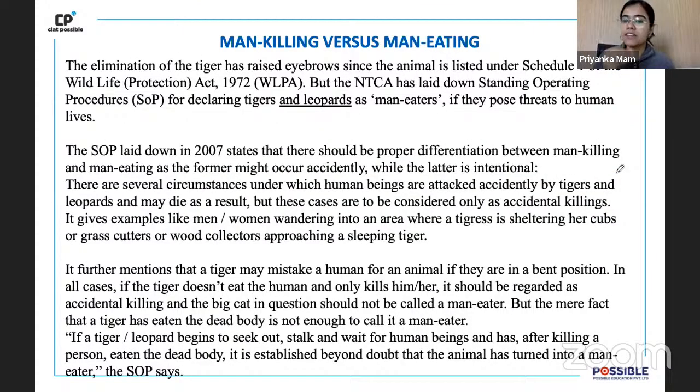Now, what does the Wildlife Protection Act of 1972 say? It says that the NTCA, the National Tiger Conservation Authority, which comes directly under the Union Environment Ministry, will make SOPs, Standard Operating Procedures, on which tigers and which leopards we have to call man-eaters, wherein they are differentiating between two things. One is man killing and the second is man eating. Okay, now proper differentiation between man killing and man eating, wherein man killing is accidental, whereas the latter is intentional. So they have basically applied the same mens rea, actus reus idea.